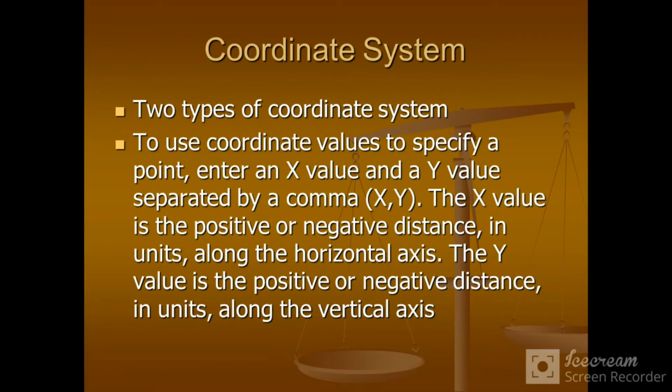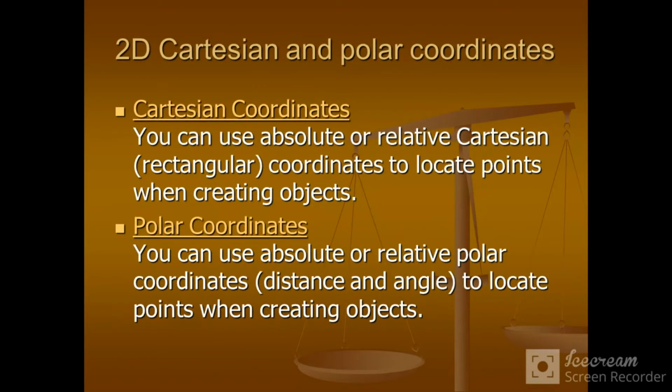Coordinate system. Two types of coordinate system. To use coordinate values to specify a point, enter an X value and a Y value separated by a comma: X, comma, Y. The X value is the positive or negative distance in units along the horizontal axis. The Y value is the positive or negative distance in units along the vertical axis.